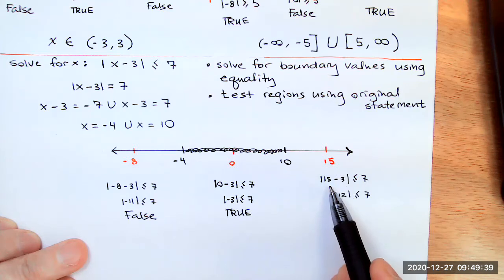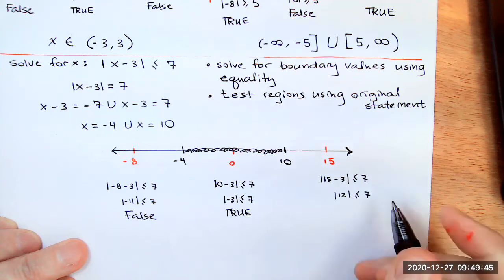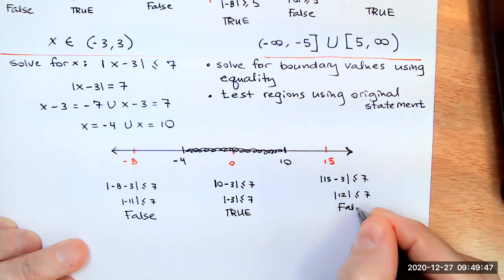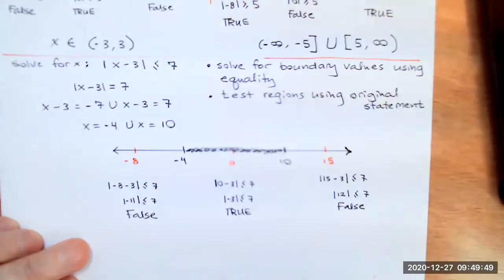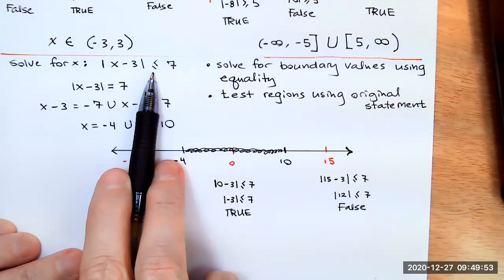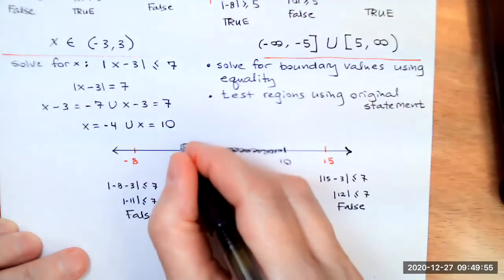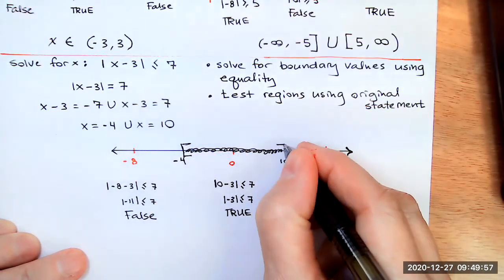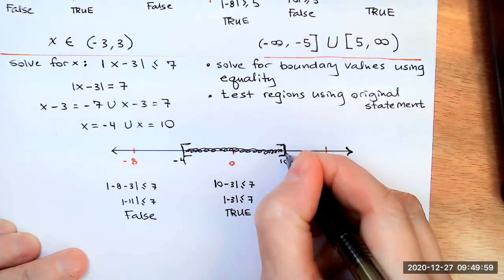And we put in 15. 15 minus 3 is 12. The absolute value of 12 is not less than or equal to 7. So that is a false statement. And the original statement had less than or equal to. So that means we include the boundary values in the solution set.